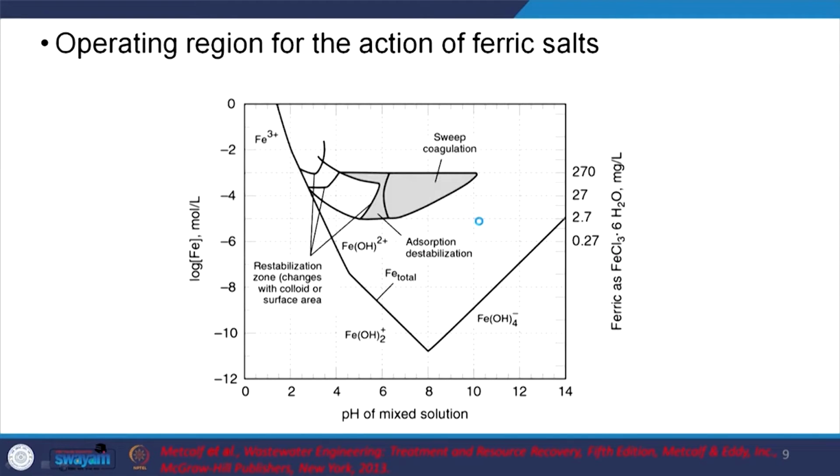And then here what do we see? So Fe total, right, and such, but again sweep coagulation, because this is where precipitation is taking place. So that is one thing to keep in mind. And restabilization zones change with colloid or surface area, we will not go into that. Again, for most working ranges, this is the concentration we are looking at and this is the pH. So we are going to have sweep coagulation, but you can also have adsorption based destabilization too, right. That is something to keep in mind.